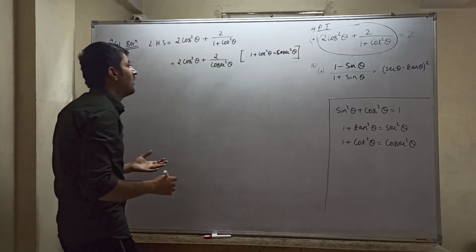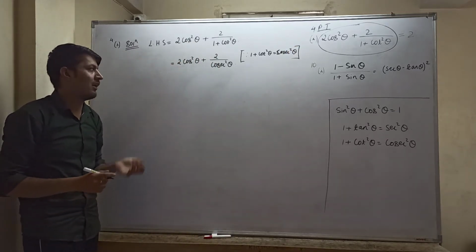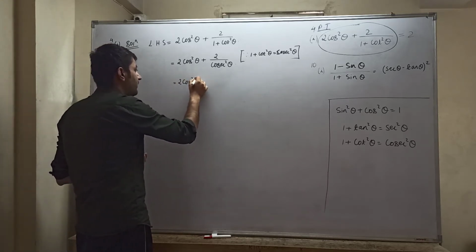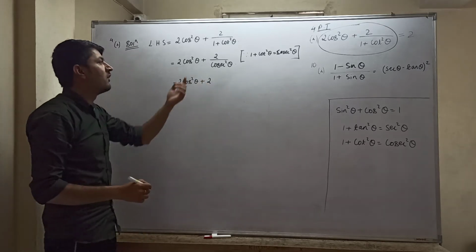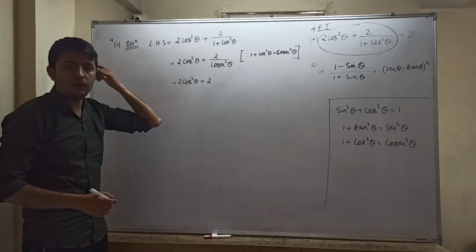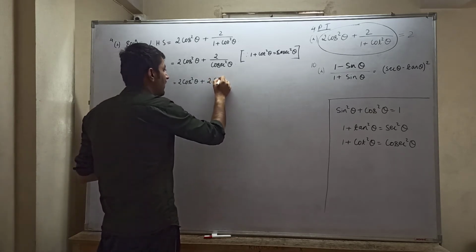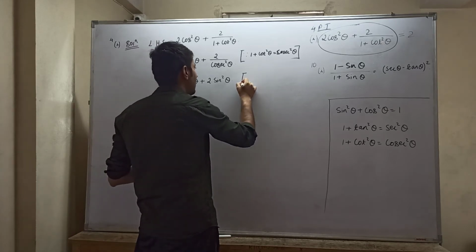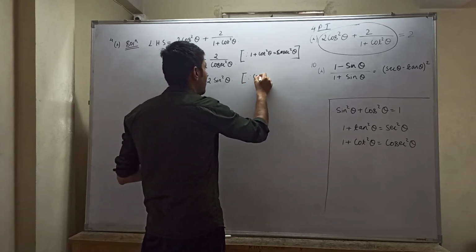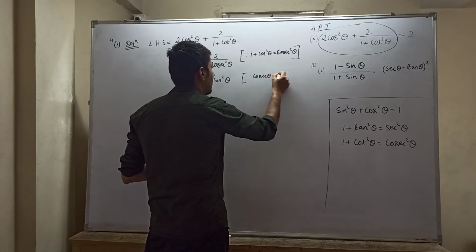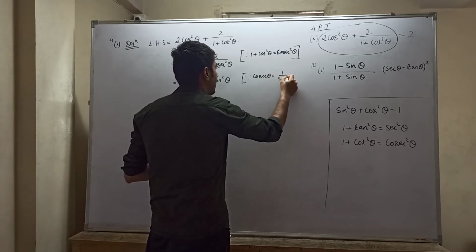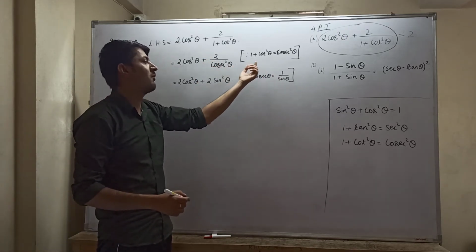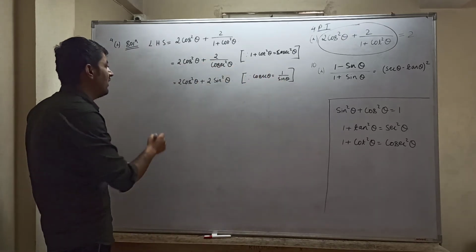Now, what will be the next line? This is equal to 2 cos square theta plus 2 into, what is 1 by cosec square theta? It is sine square theta. I am using my reciprocal relation. Since cosec theta is 1 by sine theta, I am using this. So 1 by cosec will be sine. It's the same only, no problem.